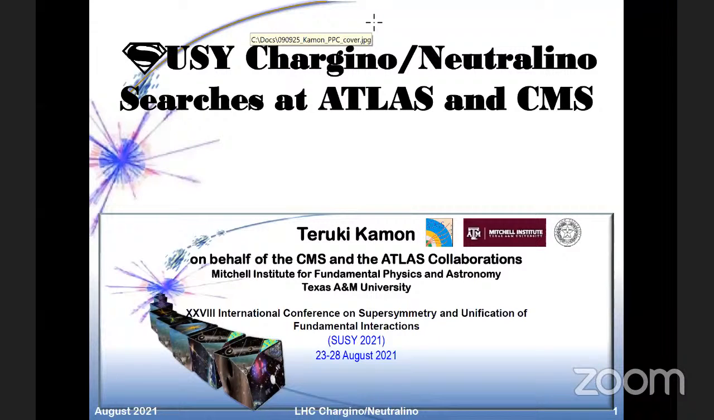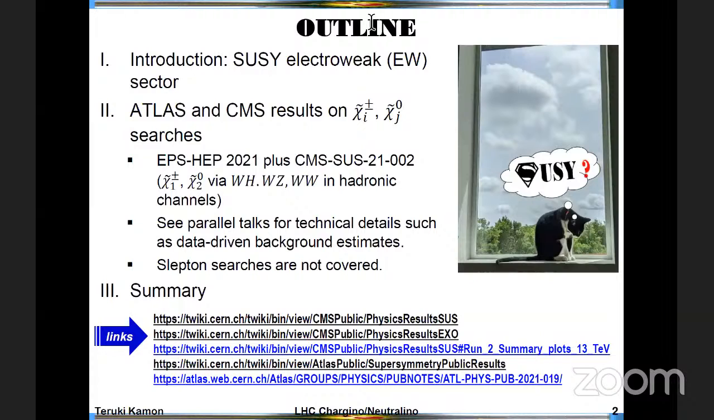So my task is the overview of the SUSY chargino neutralino search at CMS. The outline is a small introduction for the electroweak sector, followed by the CMS results on the chargino neutralino search. The bottom line is there's only one new result since the EPS workshop, which is the work on chargino decaying to WH, WZ, in the hadronic channel. And also, please see the talk for more technical details.